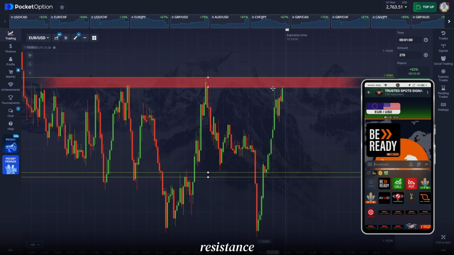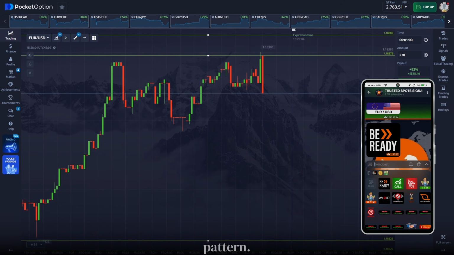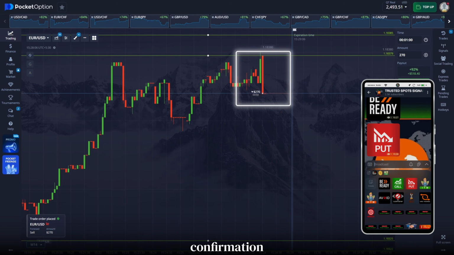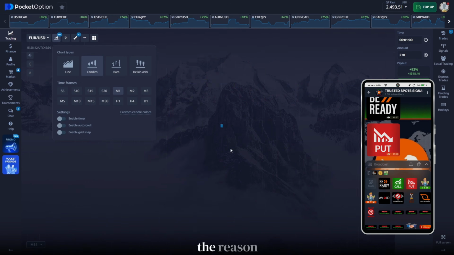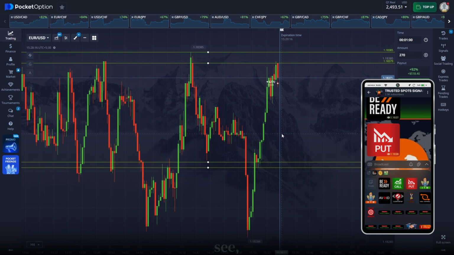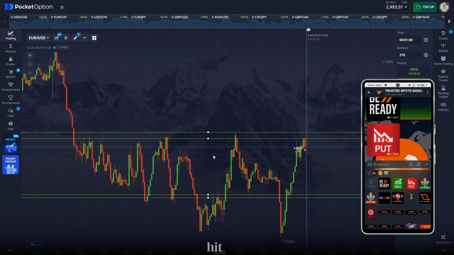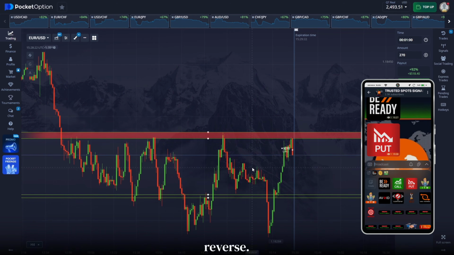Price hit the resistance range and now I will look for a good reversal pattern. Yes, that's the confirmation candle that came right after hitting the resistance zone. Now let's understand the reason behind this trade. So it's a simple trade setup. As you can see, I was waiting for the price to hit this resistance range because I was expecting that price will reverse. The reason?